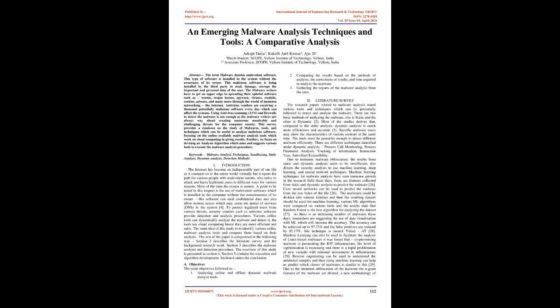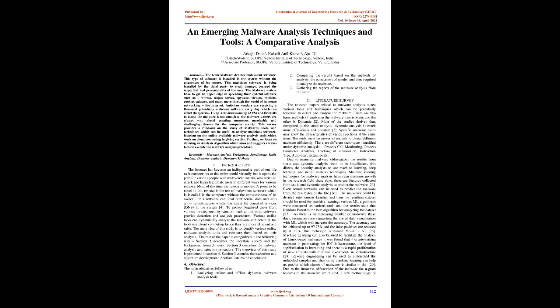There are different techniques identified under dynamic analysis: process call monitoring, process parameter analysis, tracking of information, instruction tree, auto start extensibility. Due to immense malware obfuscation, the results from static and dynamic analysis seem to be insufficient. This directs the security analysts to use machine learning, deep learning, and neural network techniques. Machine learning techniques for malware analysis have seen immense growth in the research field these days. There are features collected from static and dynamic analysis to predict the malware.